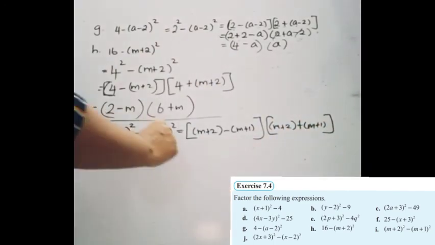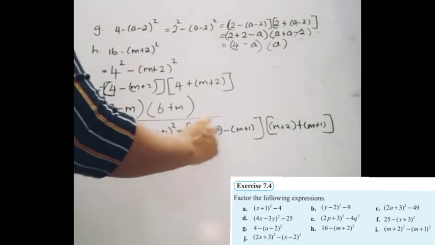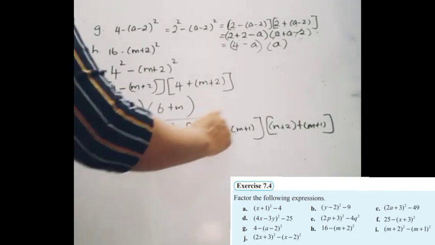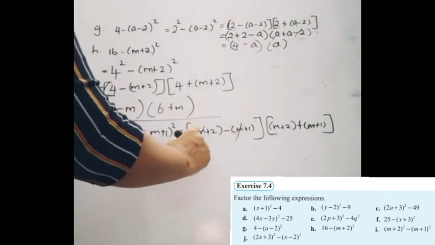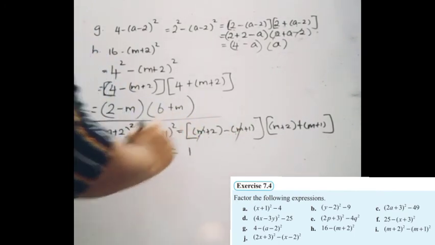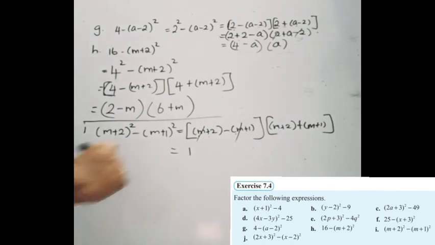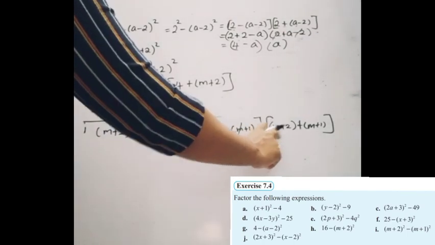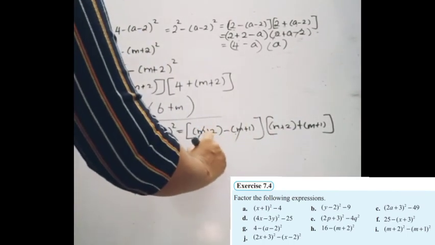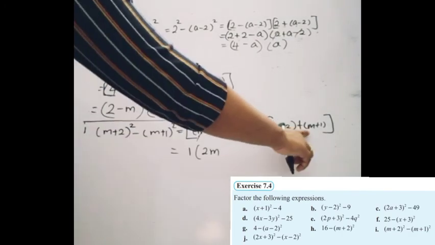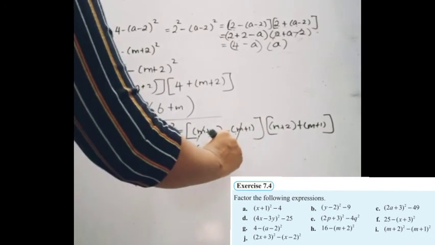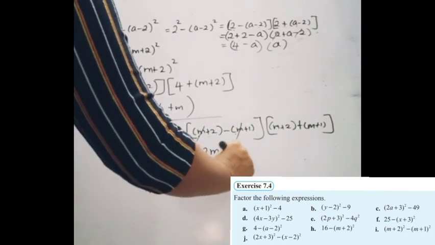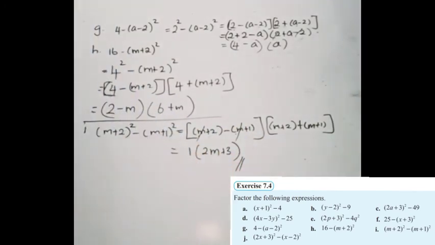Okay, so you can simplify this. M minus m gets cancelled here. So plus 2 and minus 1 will be getting 1 remaining. Okay, on to the other side, m plus m becomes 2m. M plus m is 2m, then plus 2 and plus 1 is plus 3. So this is the answer.